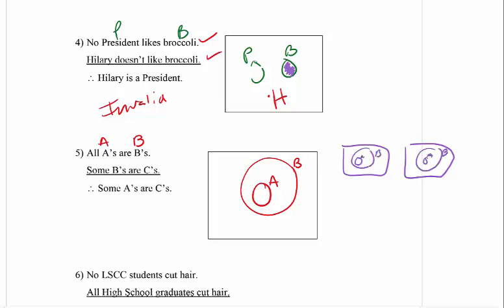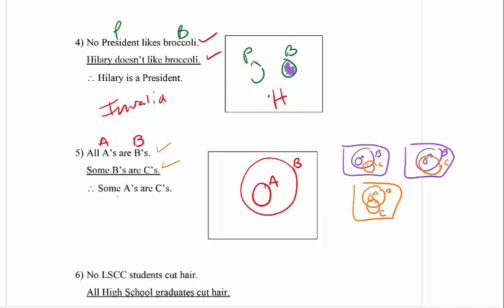So some of B's just means it has to overlap. It can do this, it can do this, and it actually could go where it overlaps partially with those 2. I have 3 ways I could draw this problem. And all 3 of those work for the first 2. I want to choose the one that doesn't work for some A's or C's.